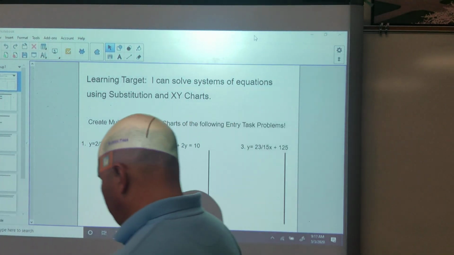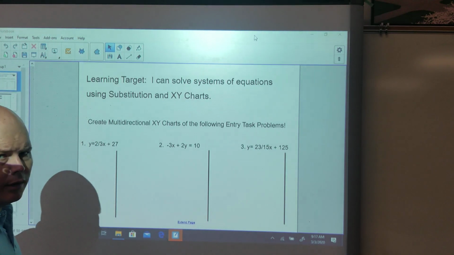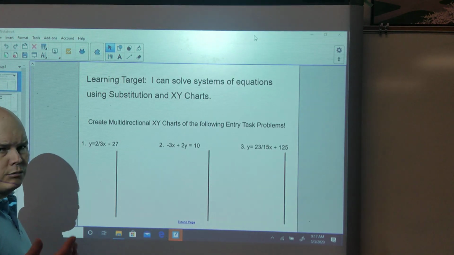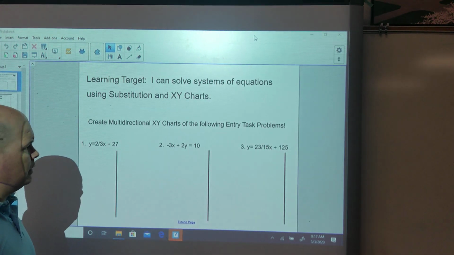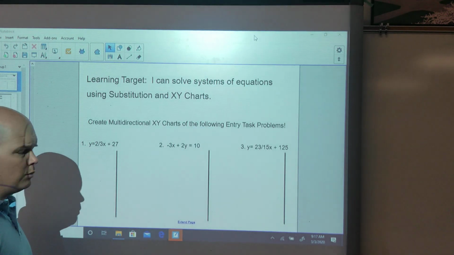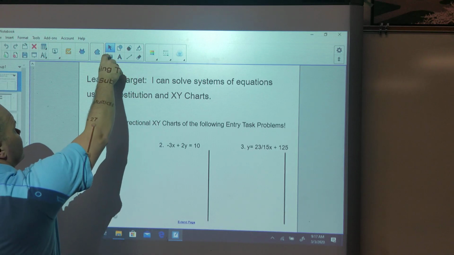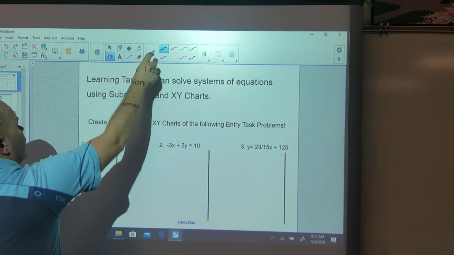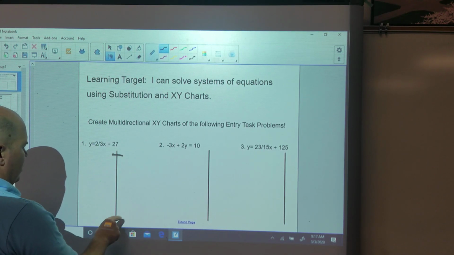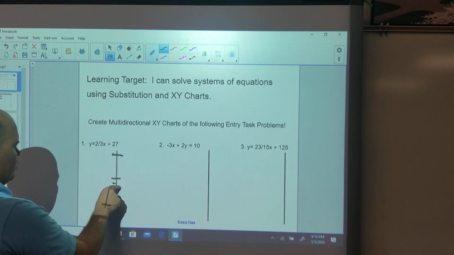Okay guys, so let's go over yesterday's lesson real quick. Basically, we started off wanting to do some basic XY charts, so I'll just do the first one real quick, then we'll move on from there. But this first one, we would have to just complete our XY chart, which we did like this.